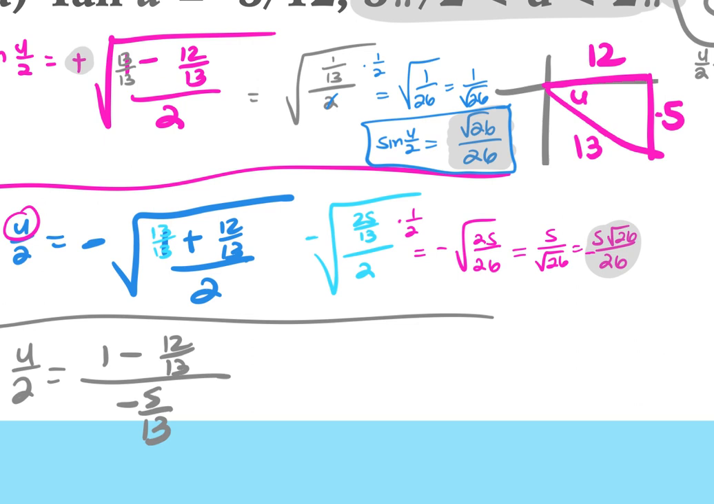And then our last one is sine. Again, the 1 becomes 13 over 13. I get 1 over 13 over negative 5 over 13. 1 over 13 times 13 over negative 5, and I get 1 over negative 5. And that's tan of u over 2.